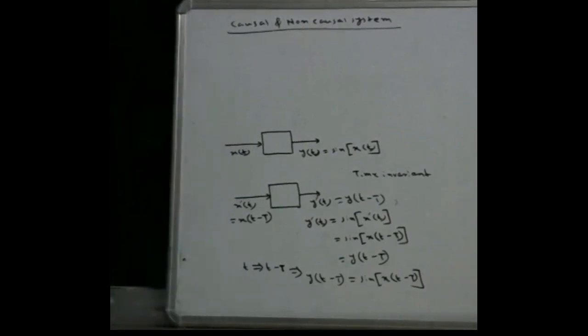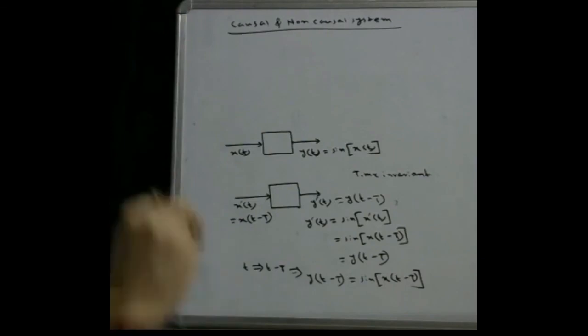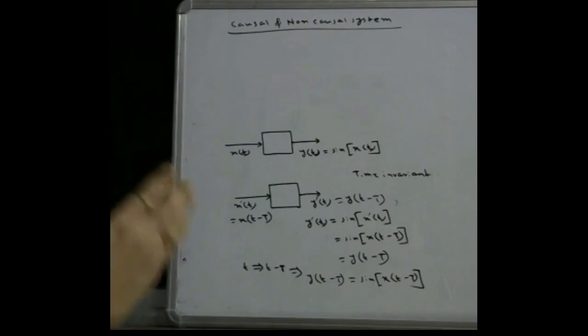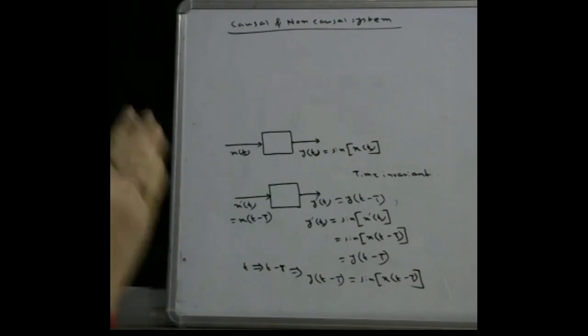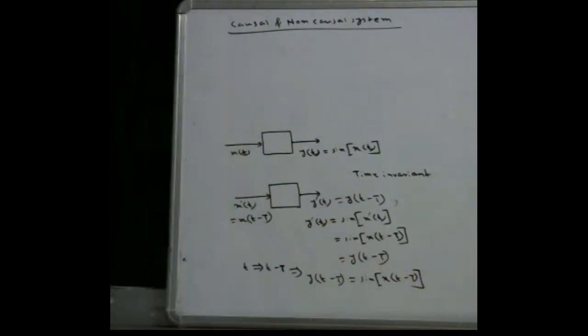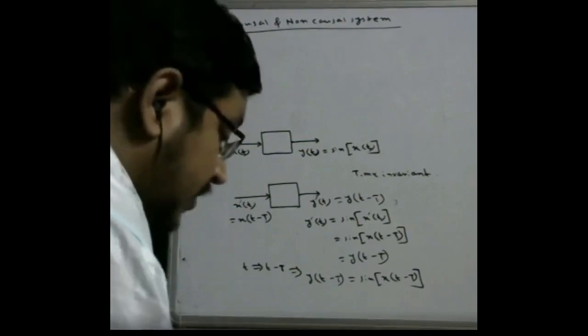So what is the non-causal system? If the current or present output depends on the future input, then this type of system is called a non-causal system. That means in case of the causal system, the current output depends on the past and present input. In case of the non-causal system, the current output value depends on the future value of the input. Now, how to check it?